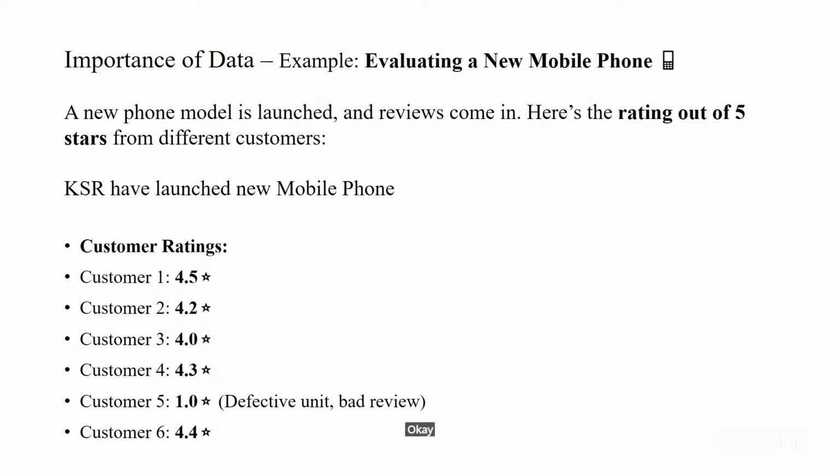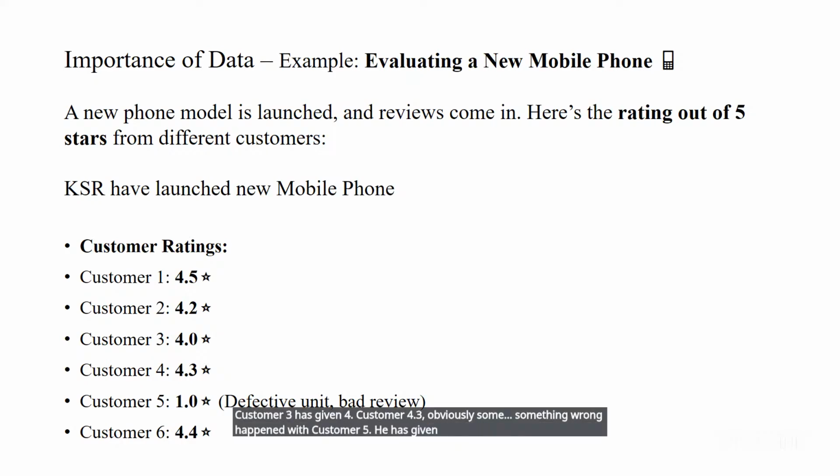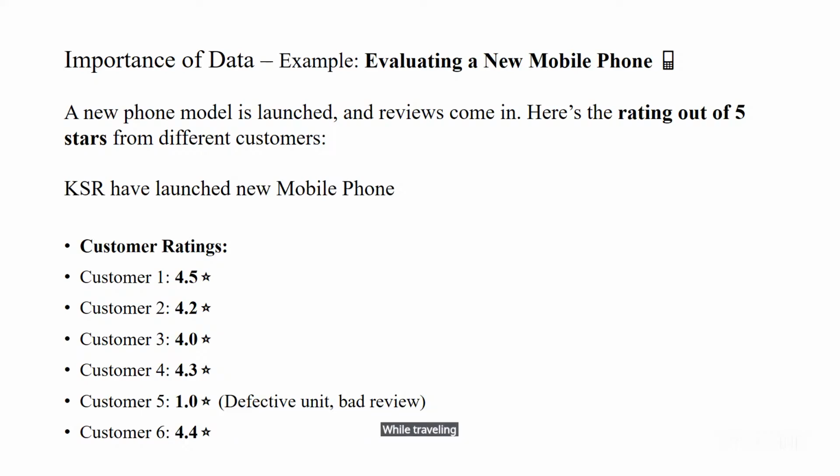Okay. Now, we have collected ratings from different customers. Customer 1 has given 4.5. Customer 2 has given 4.2. Customer 3 has given 4. Customer 4, 4.3. Obviously, something wrong happened with customer 5. He has given 1 rating because he got a defective piece. What can I do? While traveling, that could have been broken. Screen has gone, display has gone. That's fine. Customer 6, 4.4.